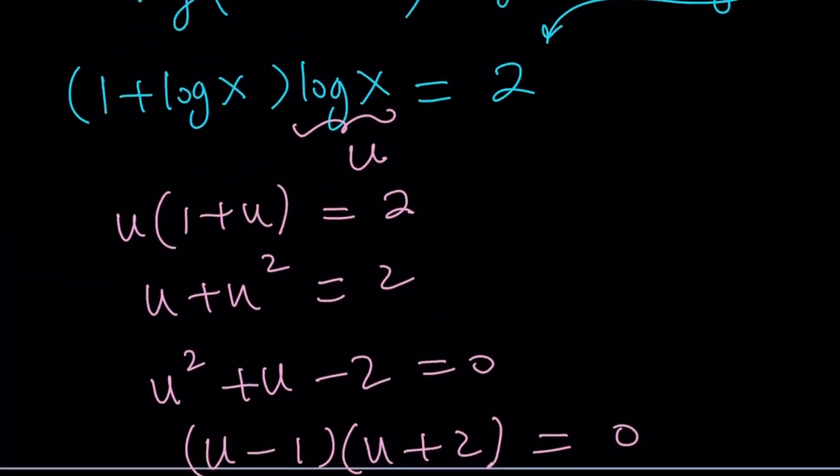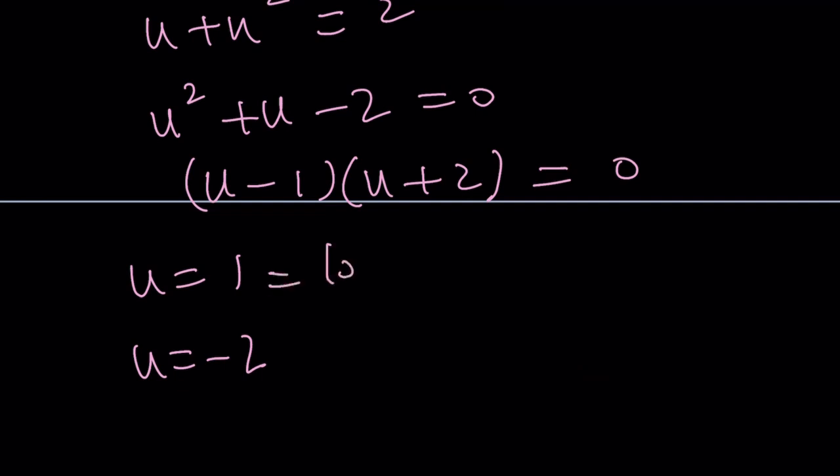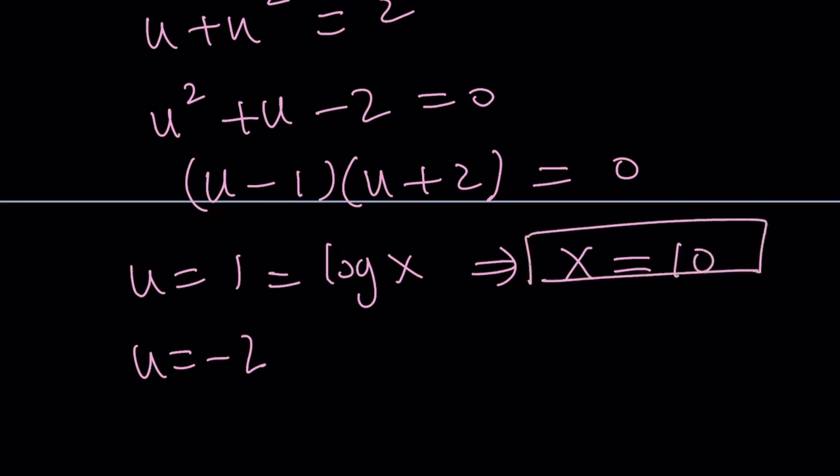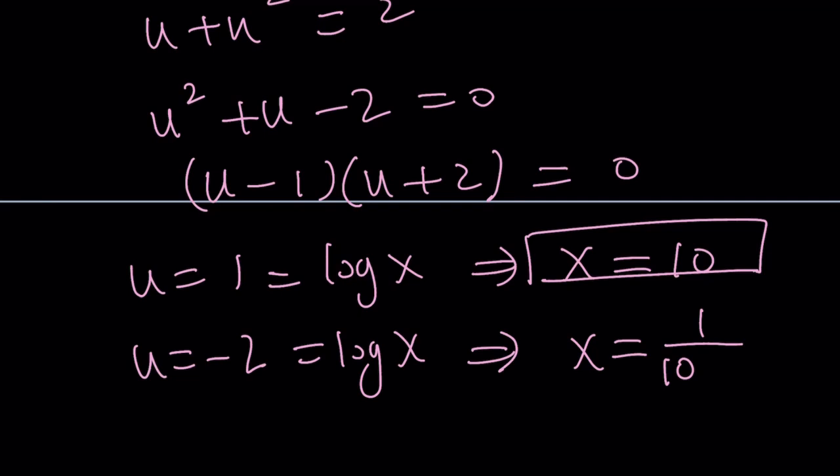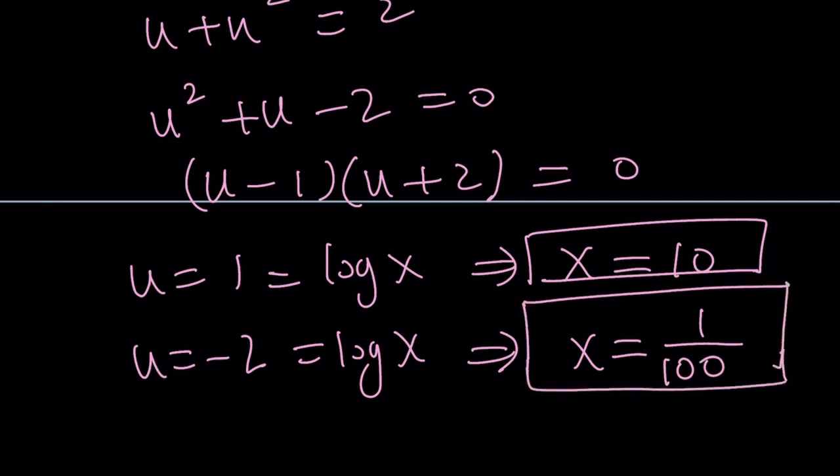But u is log x, so this is log x equals 1. This implies x is equal to 10, right? Okay, and log x equals negative 2 as well. And from here, x equals 1 over 100, or you can say 100th. Okay, so there are basically two solutions. Let's go ahead and take a look at the graph and see what this looks like.